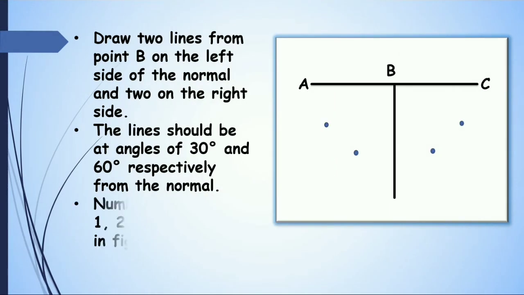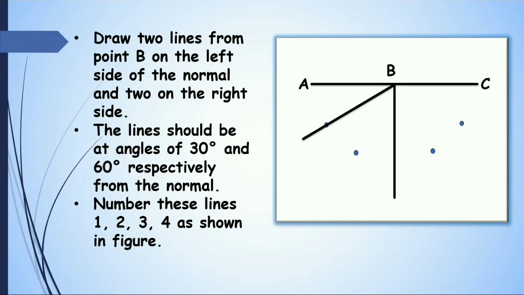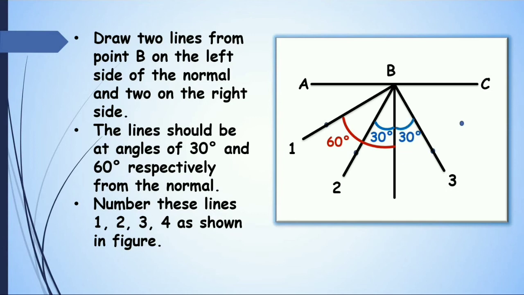Now draw the lines and name them 1, 2, 3 and 4. The angle between the normal and line 1 is 60 degrees, and let us draw line 2 through the second point. The angle between line 2 and the normal is 30 degrees, and let us draw line 3, and the angle between line 3 and the normal is 30 degrees. Then let us draw line 4 through the last point, and the angle between line 4 and the normal is 60 degrees.